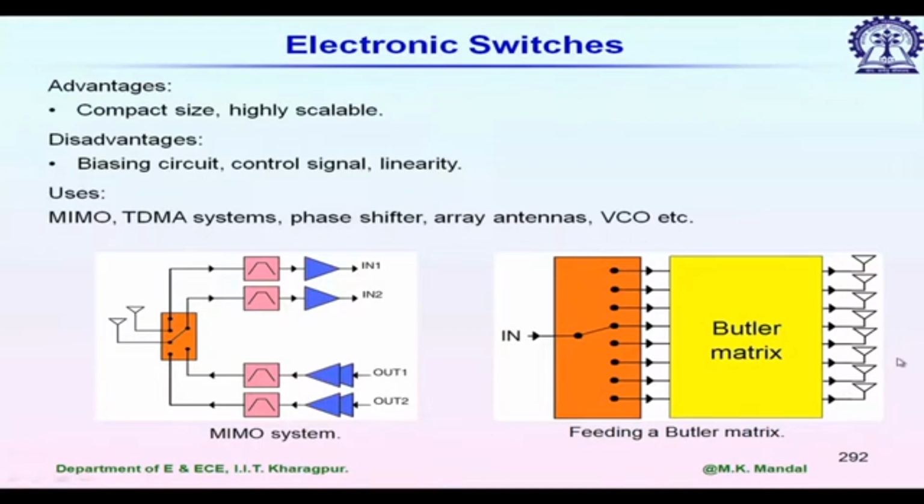So, that means for 2^n input or 2^n output lines, we have 2^n possible beam directions, and at a given time the actual RF input is connected to one of the input ports of the Butler matrix. So, we need a switch bank at the input side to control the beam position. So, these are some examples of application of electronic switches.